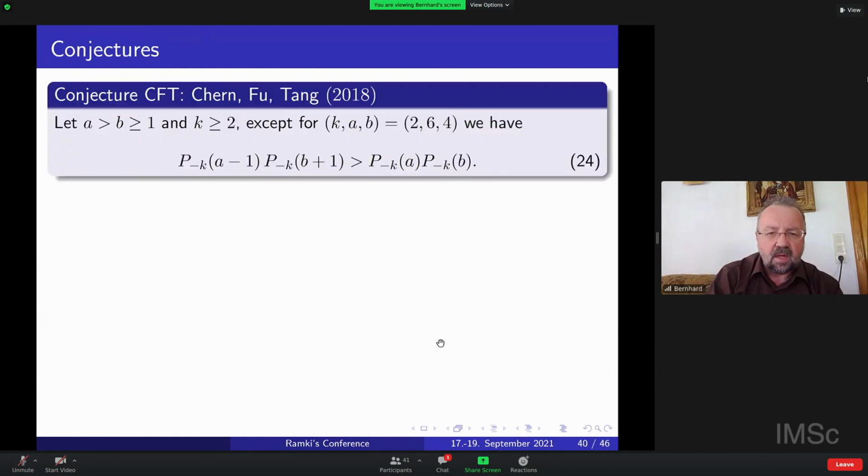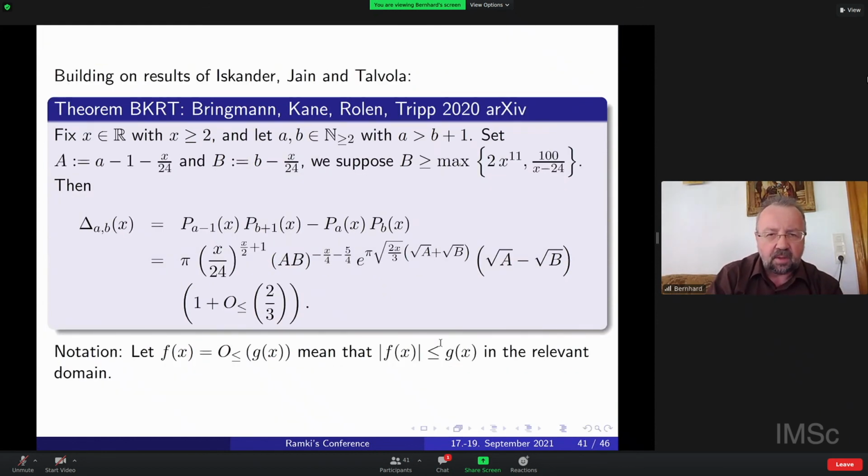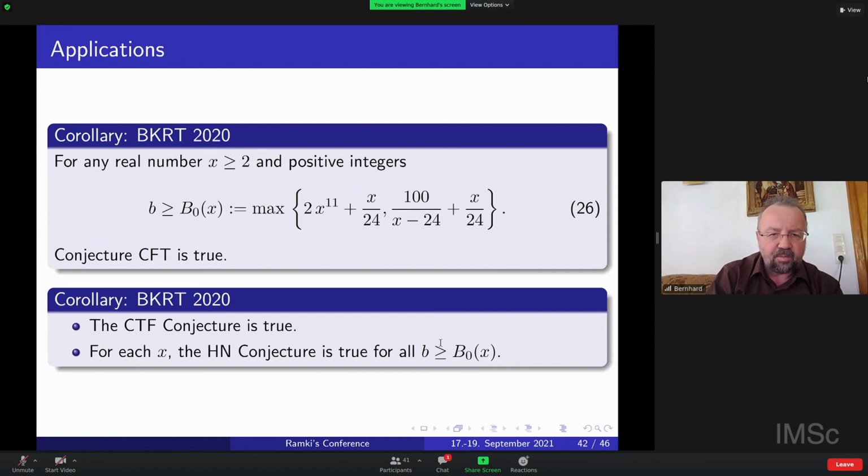What we've done is we generalized combinatorial problems on inequalities of numbers to inequalities of polynomials. And the good thing is when you have a polynomial, a function, you can look at derivatives, and so this gives us a new method. And so there's this conjecture. You will also find it on arXiv. It's now also published. And Brinkman, Kane, Roland, and Tripp proved some discrete conjecture and some part of our continuous conjecture.